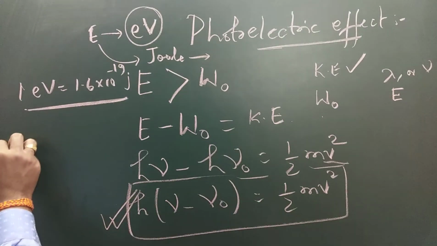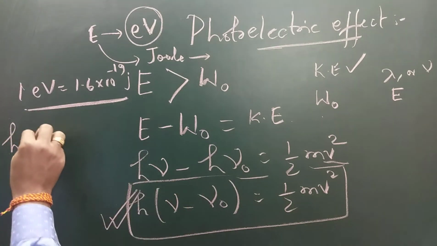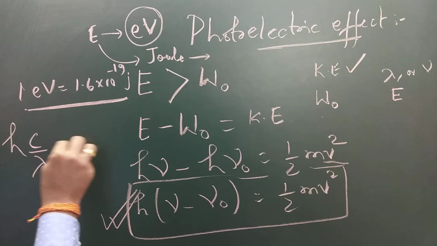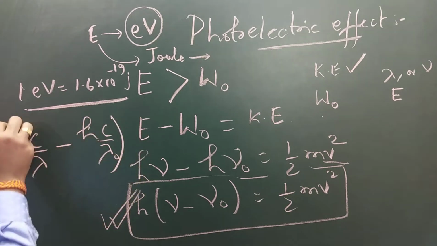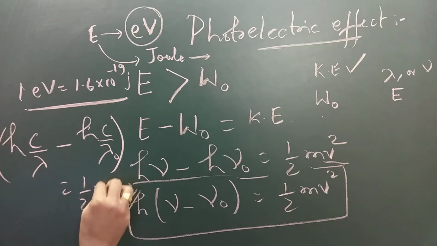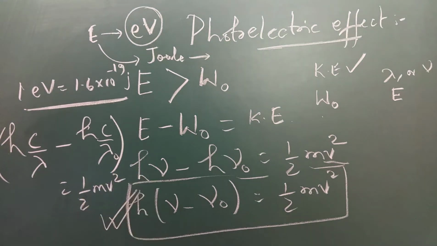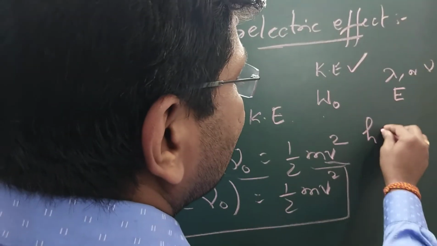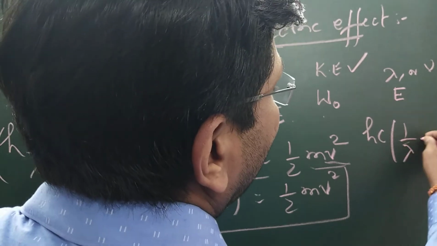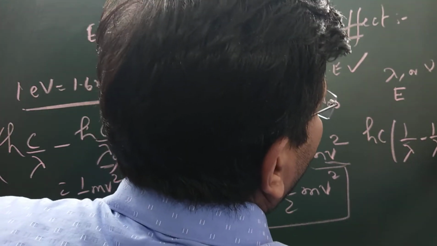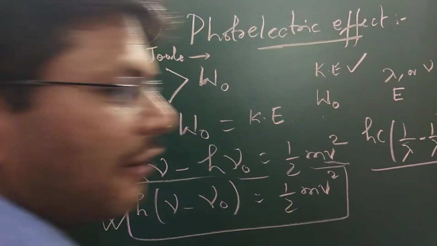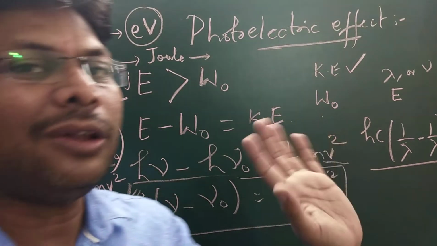The next formula is when it is given in terms of wavelength. So hc by lambda minus hc by lambda naught is equal to half mv square. This formula can be used when wavelength and threshold wavelength are given. So taking hc common, 1 by lambda minus 1 by lambda naught equals half mv square. So this formula is used when you are given the wavelength and threshold wavelength.